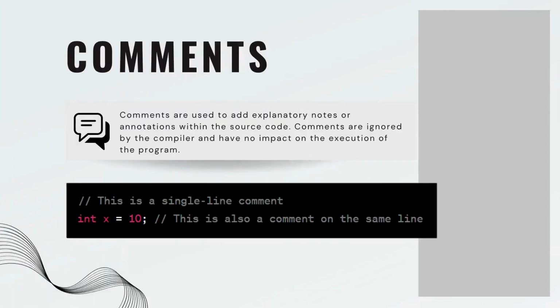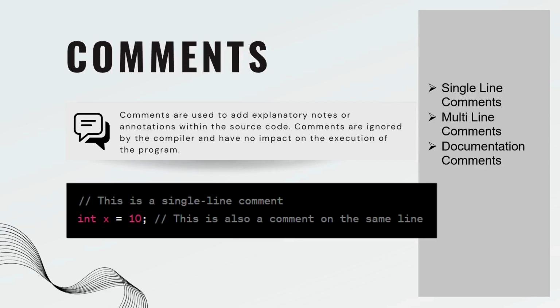Coming back to the slide, let's now talk about comments. Comments are used to add explanatory notes or annotations within the source code. Comments are ignored by the compiler and have no impact on the execution of the program. They are meant for human readers, including developers who might be working on the code or reviewing it. Java supports 3 types of comments: single line, multi-line, and documentation comments. We'll see all of them in action while implementing them in IntelliJ.